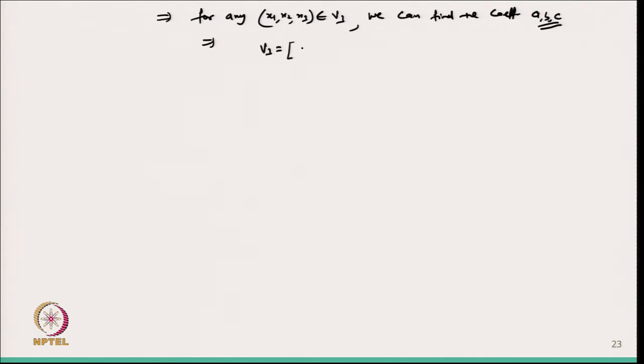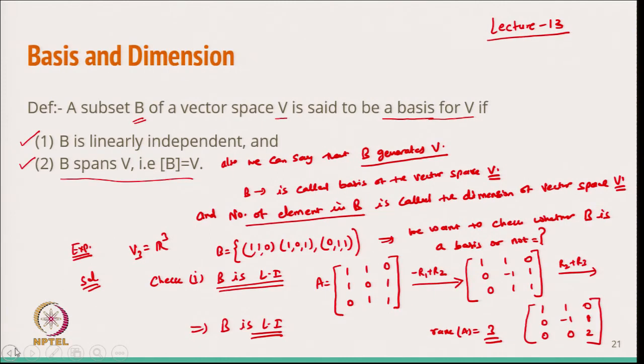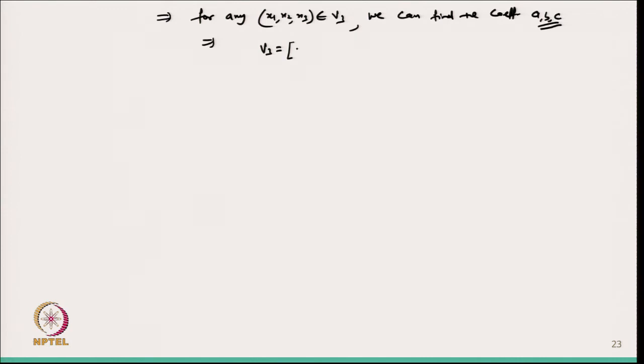So, from here I can say that V3 can be written as the span of the vectors, so I will call it B. So, I can write this here. So, this is equal to the span of B. So, it is spanning V3 and B is linearly independent. So, from here I can say that B is a basis of V3.